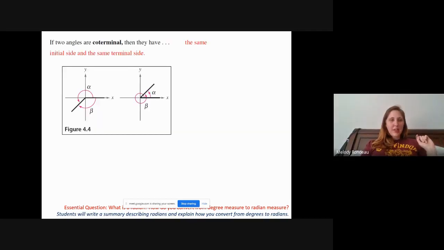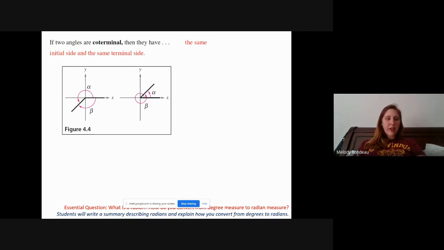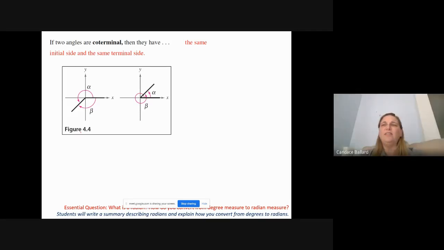The last part of what I'm doing is coterminal angles. Coterminal angles are angles that have the same initial and terminal side. If you look at the figure here, we have alpha and beta, Greek letters from our Greek alphabet.